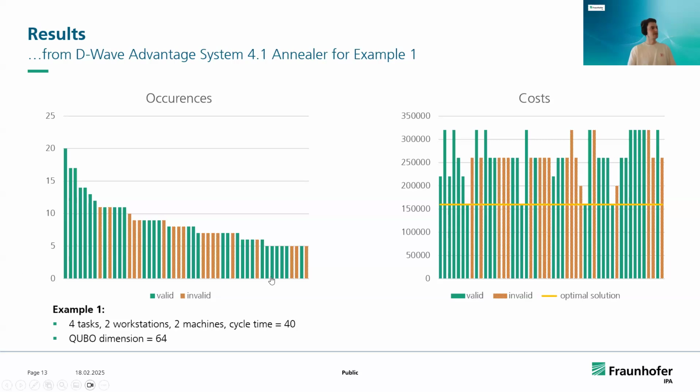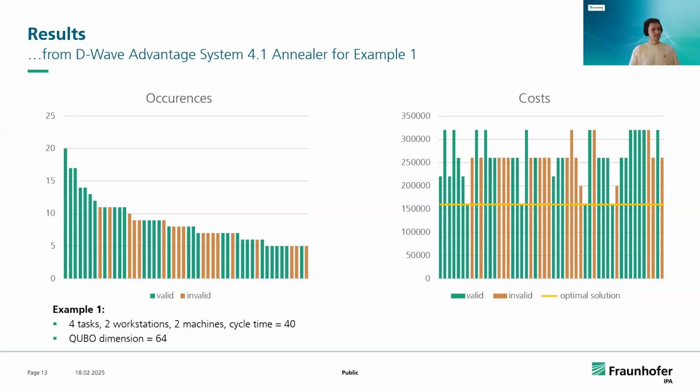So on the left, you can see the occurrence of each solution, and if it's green, it's a valid solution, and if it's red, it's an invalid solution, so it doesn't fulfill the constraints. And as we can see, we have definitely more valid solutions than invalid solutions. So this already tells us that the choice of Lagrange parameters was fairly good.